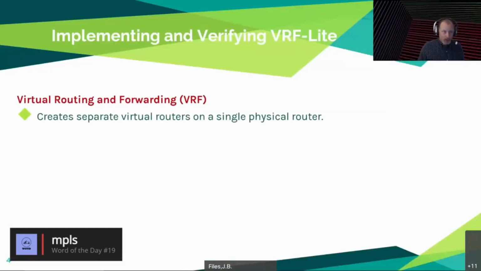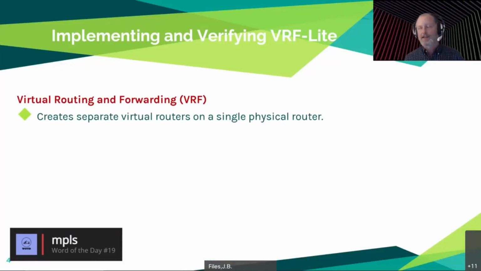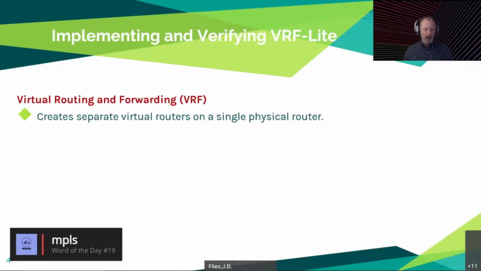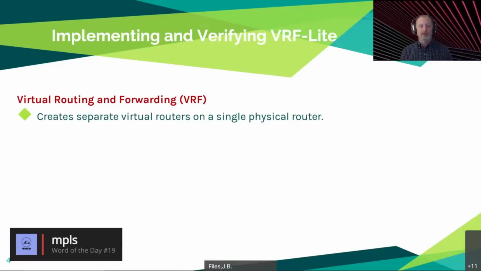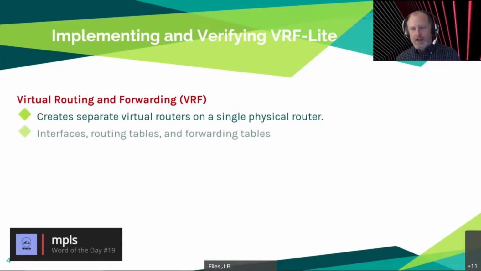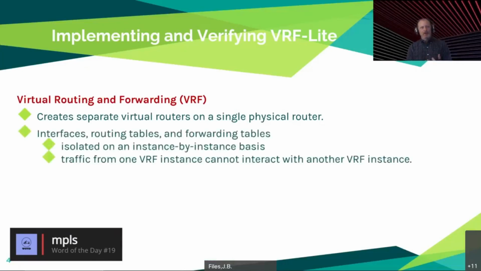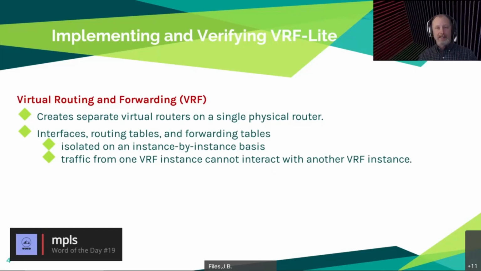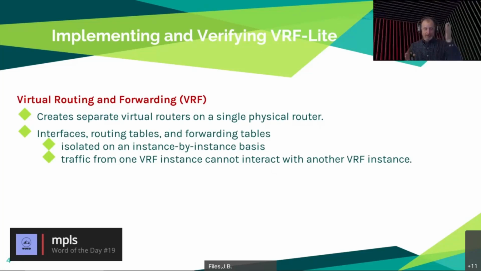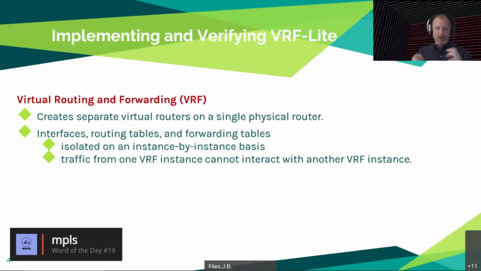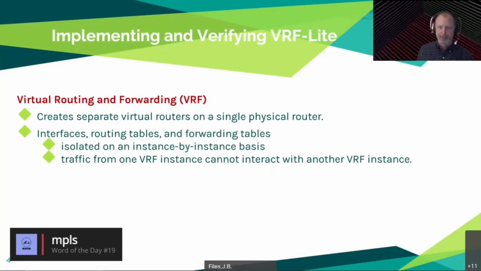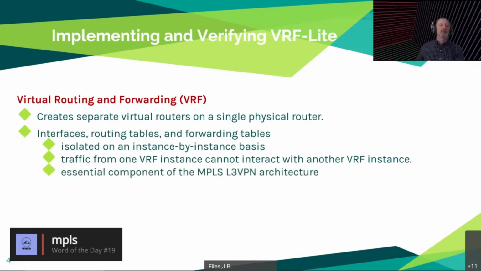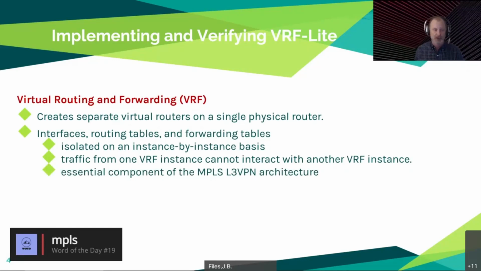VRF stands for Virtual Routing and Forwarding. Basically, it's the equivalent of VLANs only for routers, where we're creating separate routers out of a single physical one. You've got interfaces, routing tables, and forwarding tables that are isolated depending on what VRF instance they're associated with. Traffic from one VRF instance cannot interact with another on that same device. This will lead up to an MPLS layer 3 VPN architecture, and I'll talk about what that is.